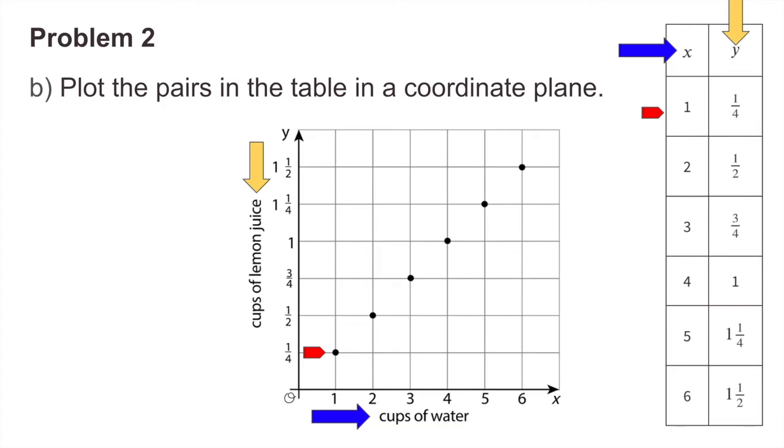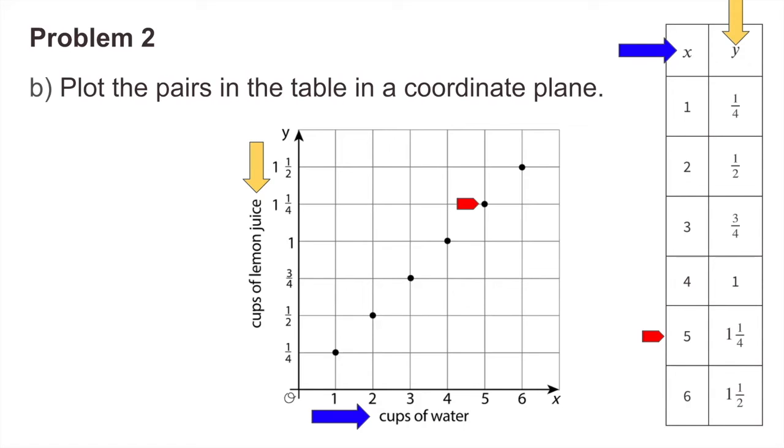1 cup of water, 1/4 cup of lemon juice. 2 cups of water, 1/2 cup of lemon juice. 3 cups of water, 3/4 of a cup of lemon juice. 4 cups of water, 1 cup of lemon juice.